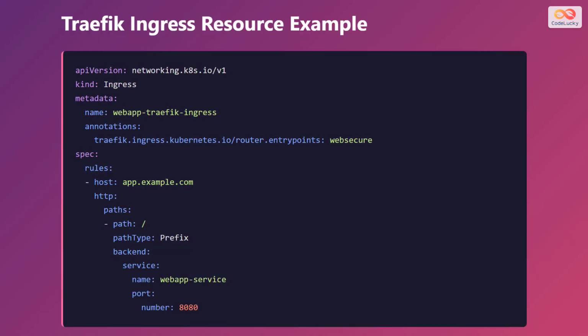Here's an example of a Traefik ingress resource. The structure is similar to NGINX, but with Traefik-specific annotations. We define the API version and kind, then in the metadata we add an annotation to specify the router entry points. In this case, we're using websecure, which tells Traefik to handle HTTPS traffic. The spec section defines that traffic coming to app.example.com should be routed to a service named web-app-service on port 8080. Traefik will automatically discover this service, configure the routing rules, and begin forwarding traffic. The path is set to /, with a prefix path type, meaning all requests to this host will be directed to the backend service.